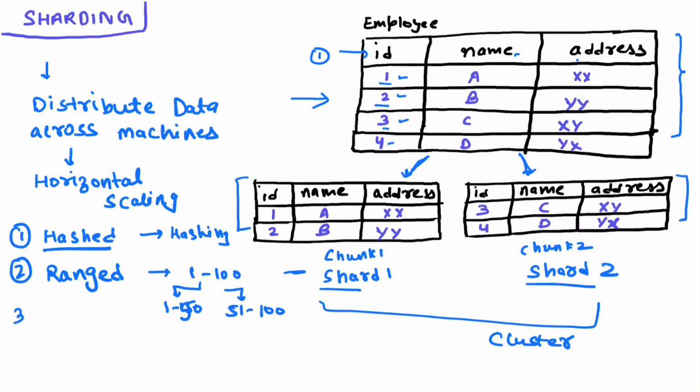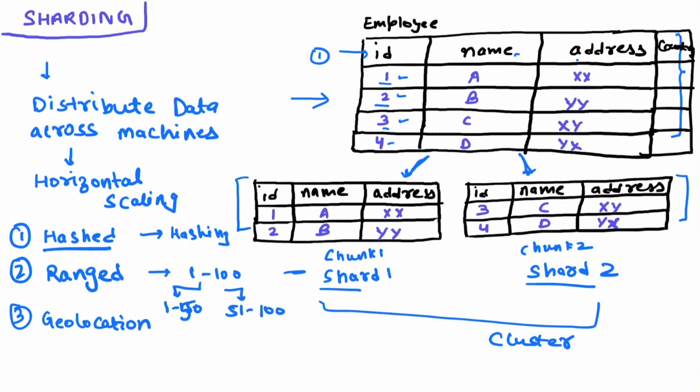The third type of sharding is geolocation based sharding. What geolocation based sharding means is, let's say in the employee table you have another column. Let's add one more column here, which is, let's say, a country code. So you can have different country codes in your employee table.